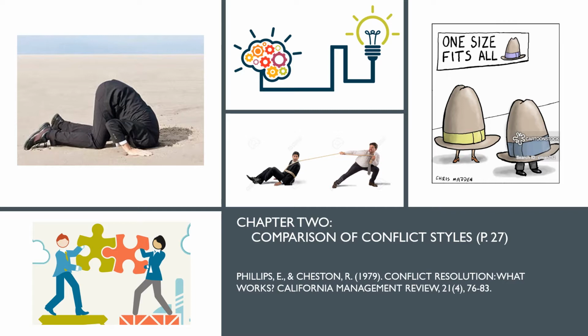Going over the Phillips and Cheston paper, they had really good definitions and examples of their 5 conflict resolution styles, and I definitely recommend you reading it and looking it over.